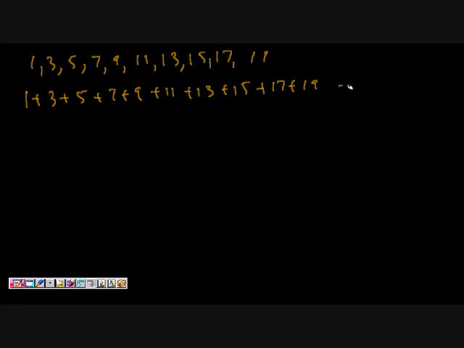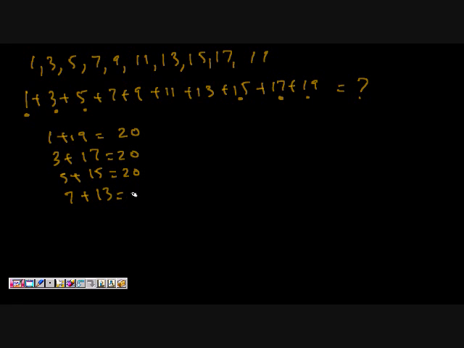So let's use the same methodology that we used earlier. Let's look at the first number and last number. So 1 plus 19 is equal to 20. Then similarly 3 plus 17 is equal to 20. 3 is the second number and 17 is the second to last number. Then 5 plus 15, that's the third pair, where 5 is the third number and 15 is the third to last number. And then the fourth pair is 7 plus 13, which is 20 again. And finally 9 plus 11 is 20 again.